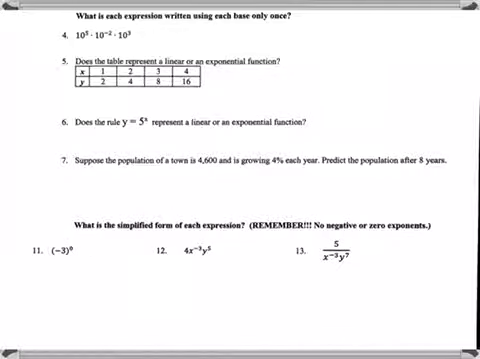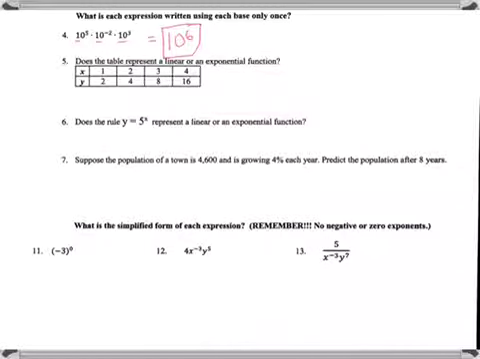Question 4, it says, what is the expression written using each base only once? So what they're asking us to do here is, since we know all of our bases are 10, we're just adding our exponents. And so 5 plus -2 plus 3 is going to give us the answer 10 to the 6th power. So it's 10 to the 6th power.